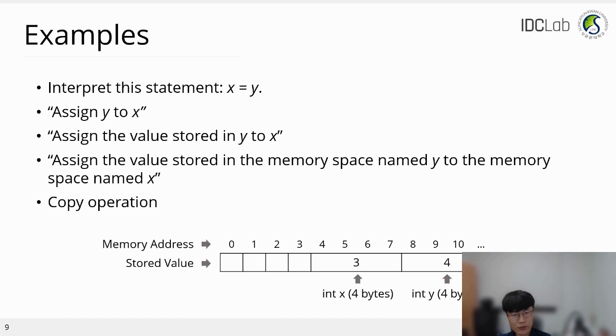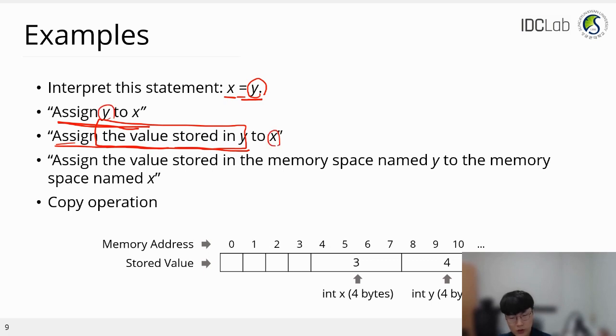And here's another example: x = y. We have 2 variables. This statement can be interpreted as assign y to x. It's correct, but this is the highest level interpretation. Let's break it down. This means assign the value stored in y, because a variable name on the right hand side of the assign operator is evaluated as its value. So assign the value stored in y, this is what y actually means, and to x.